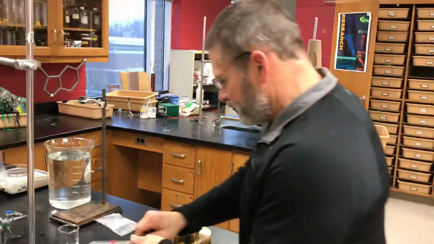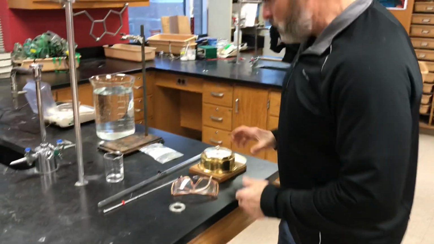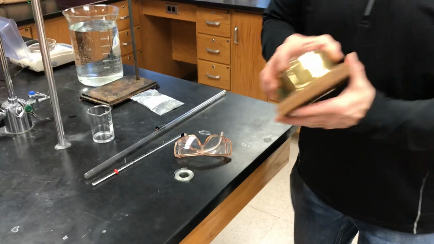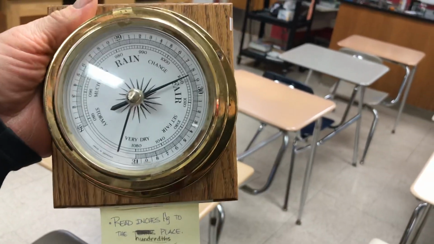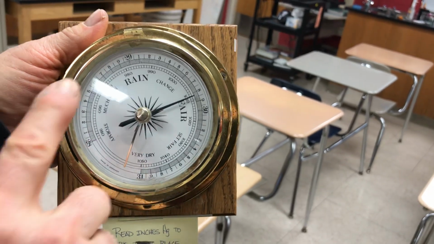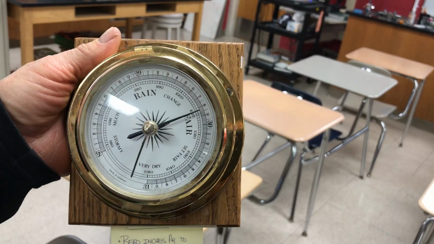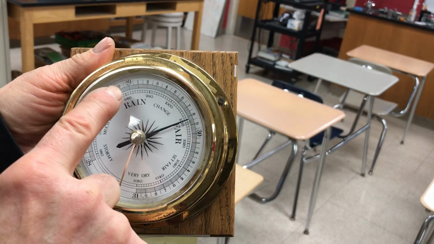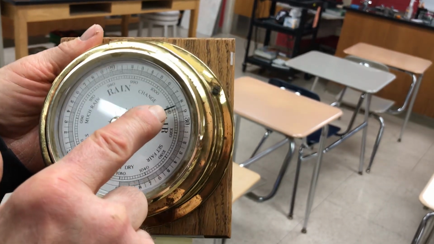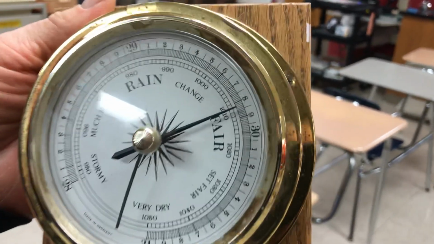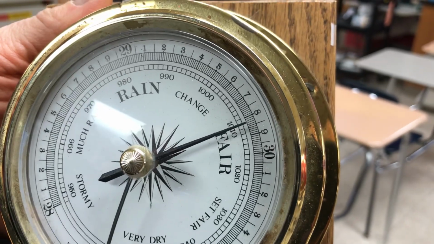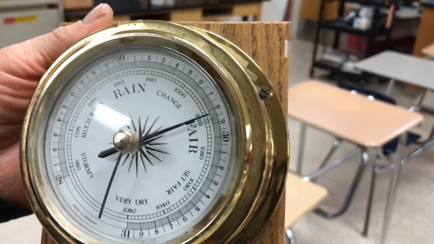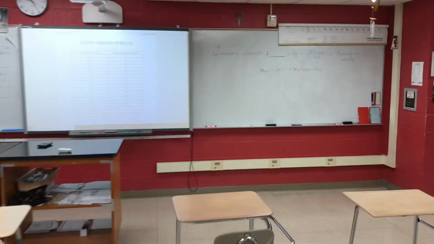Okay, we need the temperature. We're going to use our barometer to measure the atmospheric pressure today. You remember reading the barometer. This scale on top is reading inches of mercury. We're at 29.83 inches of mercury. And you recall, we're going to have to do a conversion to change this over into millimeters of mercury.